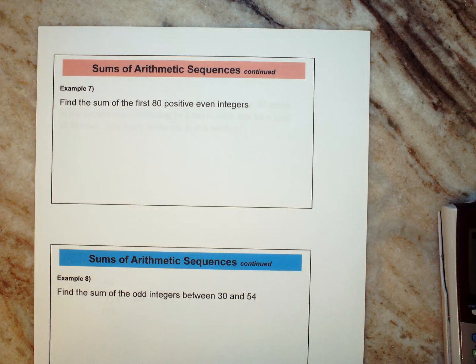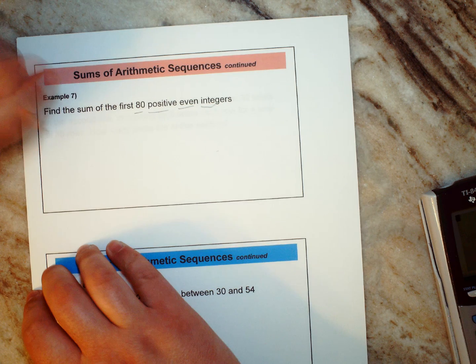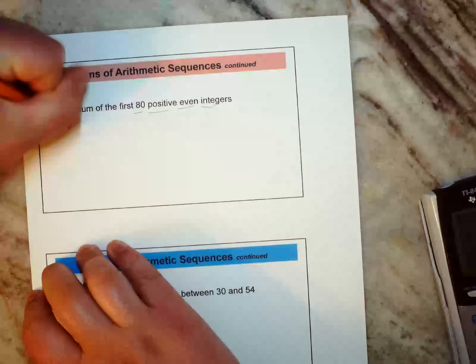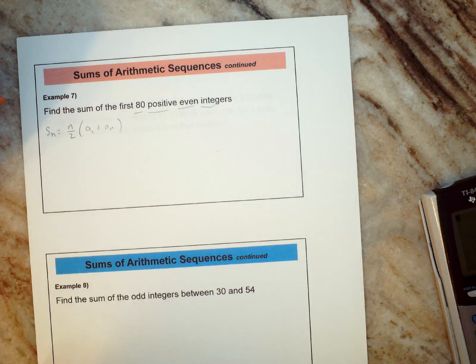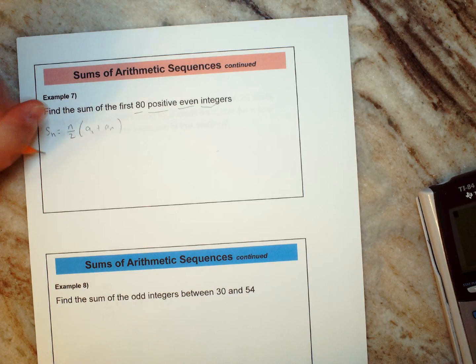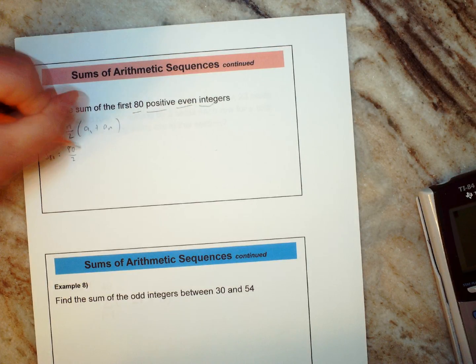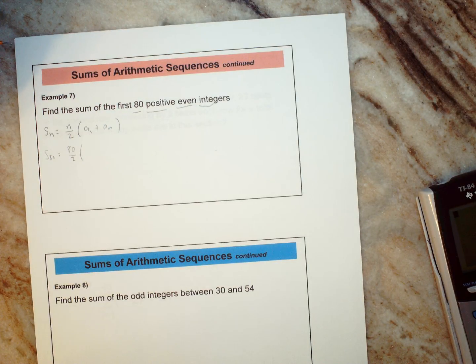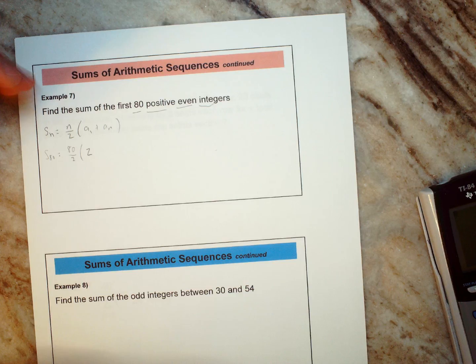All right. Another sum problem is to find the sum of the first 80 positive even integers. So let's just see what we have here. We have to find the sum of the first 80 positive even integers. So I'm going to start by just writing my sum formula from the other slide. So the sum of the first 80 terms, so we got 80 over 2. What's the first 80 positive even integers? The first one is 2, right? Because it goes 1, 2. First one that's even is 2.